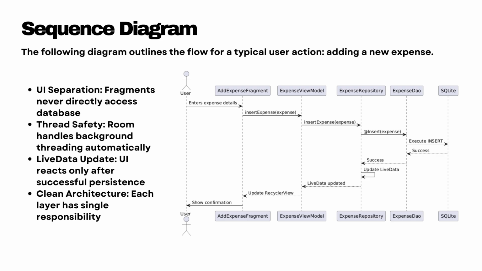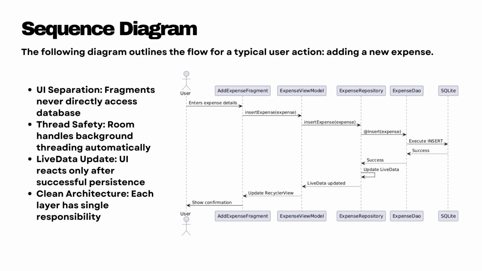expense DAO's insert operation. Here's where Room magic kicks in. It automatically handles background threading to execute the SQLite insert, ensuring the main thread isn't blocked. Once persistence succeeds, the DAO updates its live data stream, triggering a cascade: the repository, then the view model and finally the fragment receive the update without manual polling. The UI reacts by showing a confirmation, completing the loop.